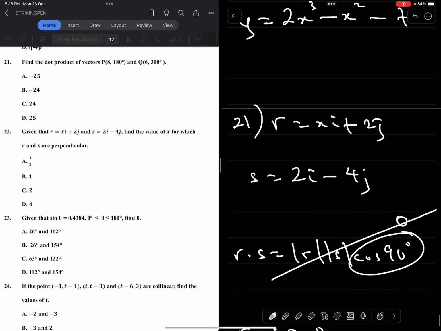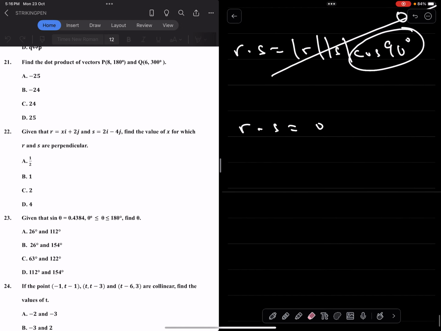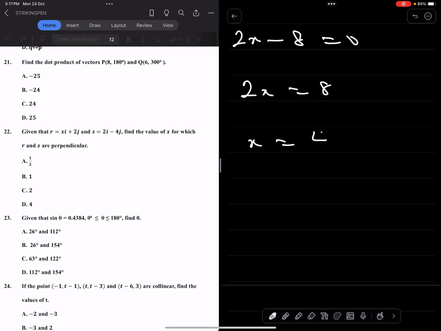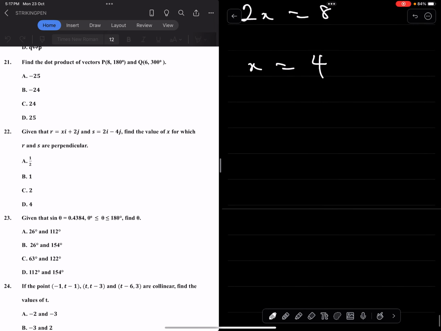And what is r dot s? That simply means x times 2 plus 2 times minus 4 equals 0. That's the dot product of r and s. And that simply means 2x, 2 times minus 4 is minus 8, so 2x minus 8 equals 0, which means 2x equals 8, so x is equal to 4. And the correct option is D.